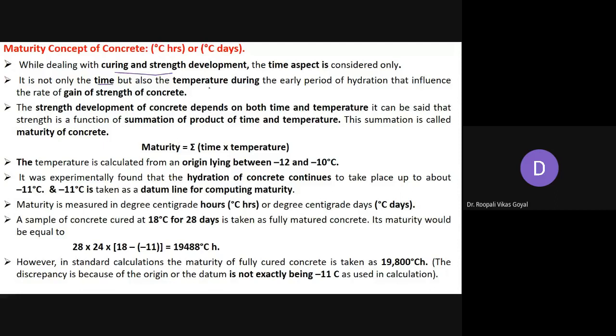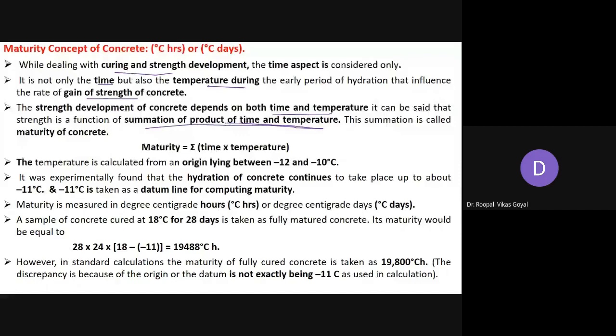The temperature during this curing period is also very important, and that will also influence the gain of strength of concrete. So this strength development of concrete depends on both time as well as temperature. You can say that the strength aspect of concrete is a function of the summation of the product of time and temperature. This summation is called the maturity of concrete.